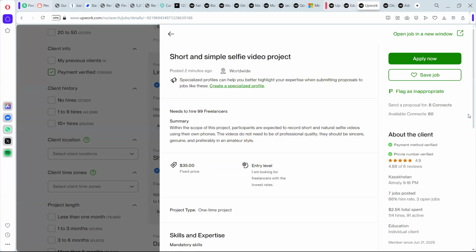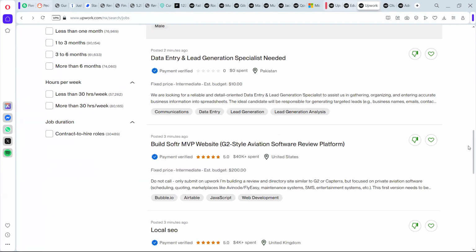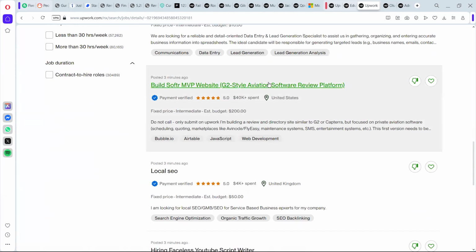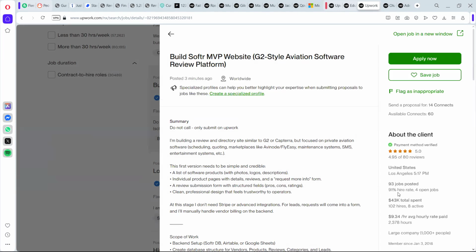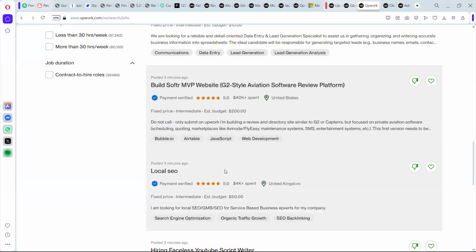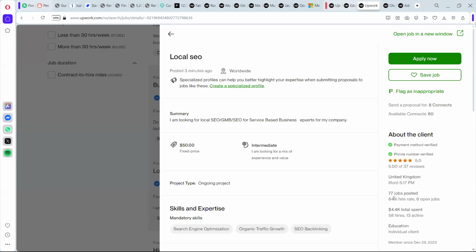So this is 86% hire rate. We are seeing good hire rates today. I'm just trying to check different hire rates. This is 91% hire rate. Oh, today is a very wonderful day. Wow. This is 64%. These are good.